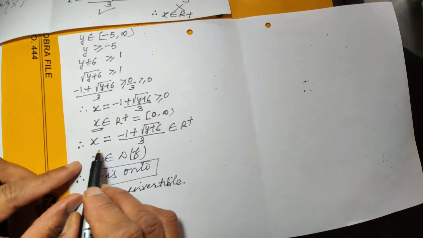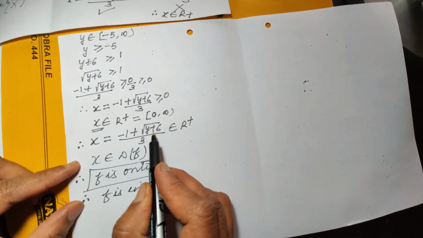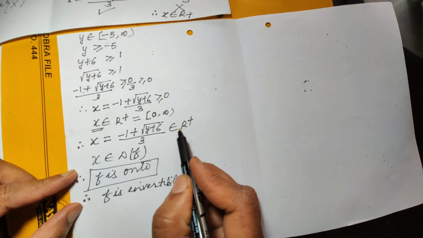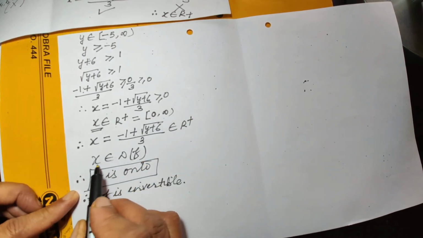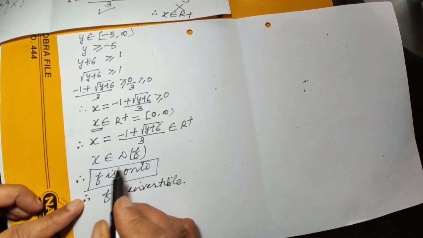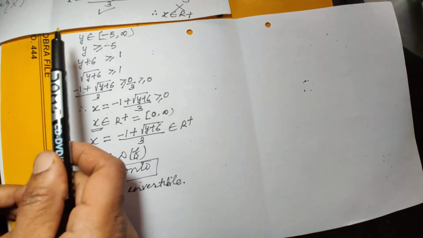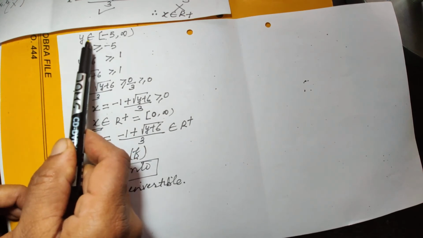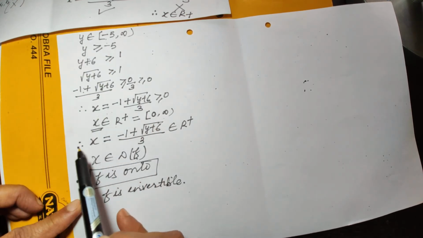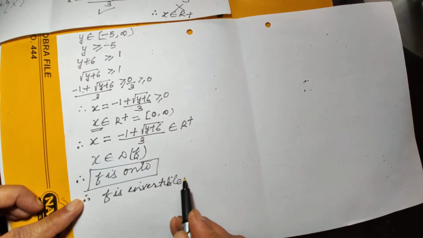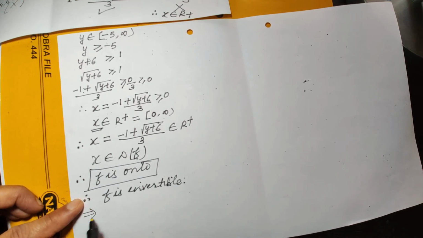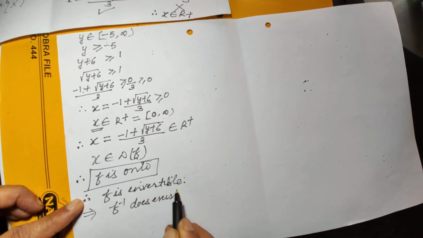So x, now written as minus 1 plus under the root of y plus 6 upon 3, belongs to R plus, which is the interval 0 to infinity. Hence x belongs to the domain of the function. Therefore, for any y which belongs to the codomain, there is an x of this type which belongs to the domain of the function. Therefore, the function is invertible. Function is invertible means f inverse does exist. And how is that f inverse defined now?